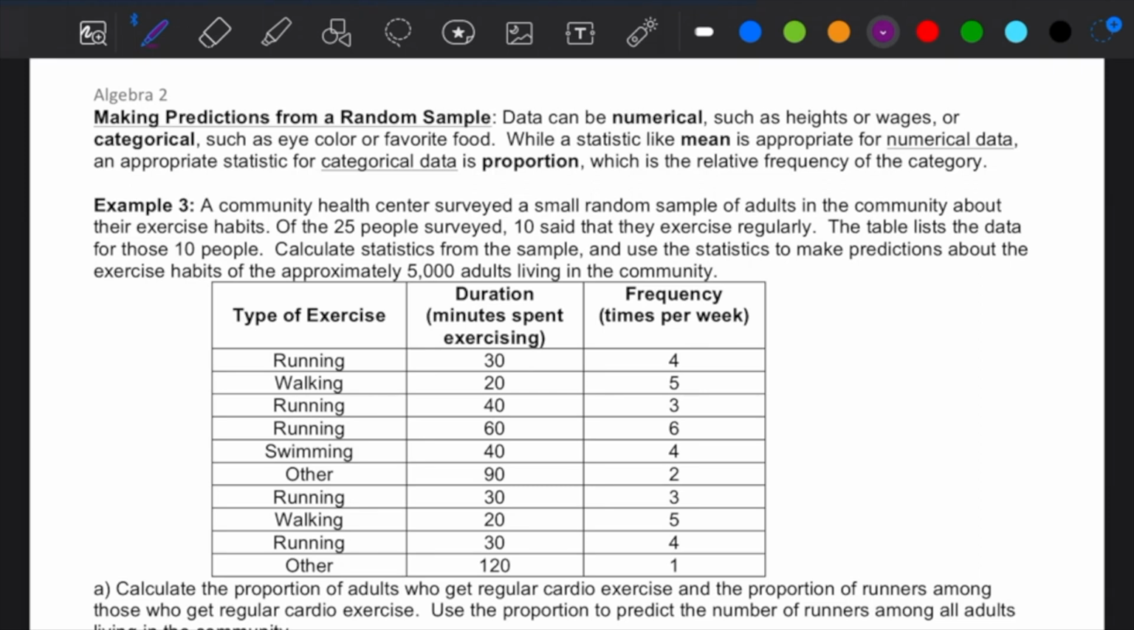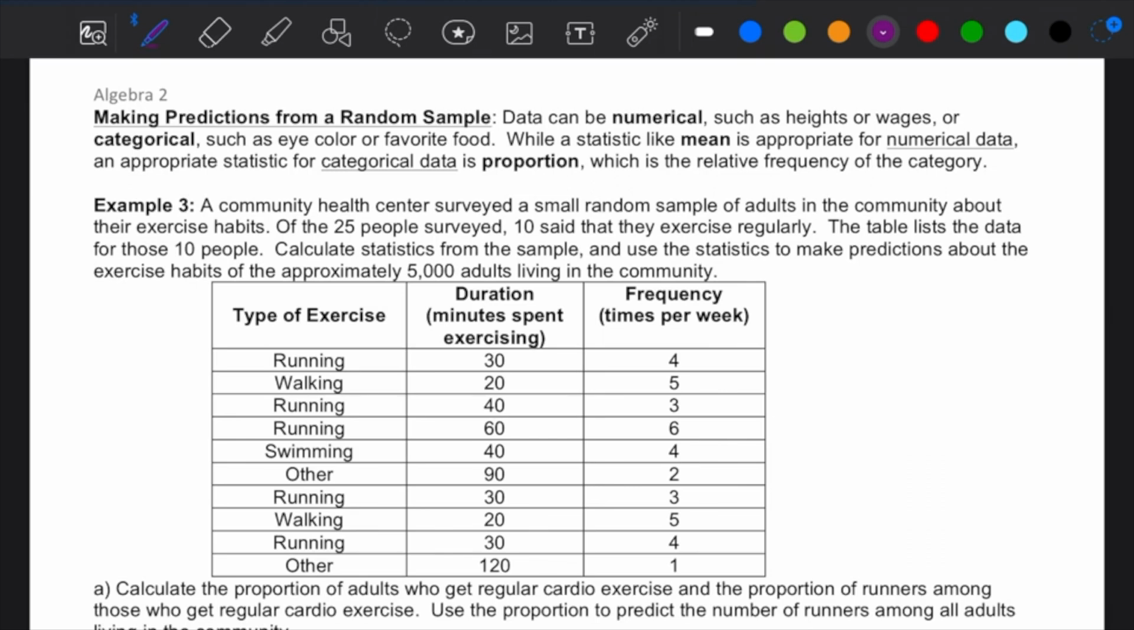Now, while a statistic like mean is appropriate for numerical data, it's not appropriate for categorical. Proportion is what's going to be better for us there, and that's the relative frequency of the category. So it's basically how often it appears compared to the total number of people we have, like how many people prefer soup over salad at a restaurant.